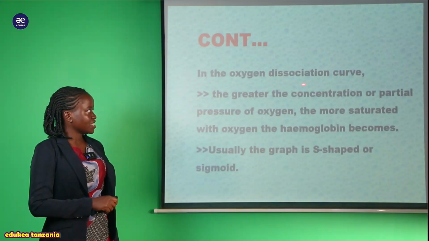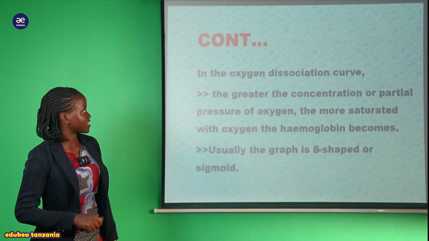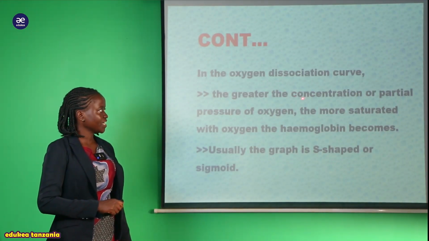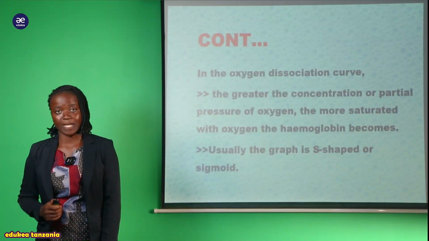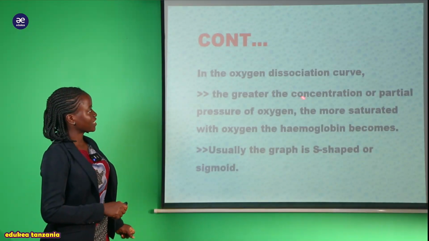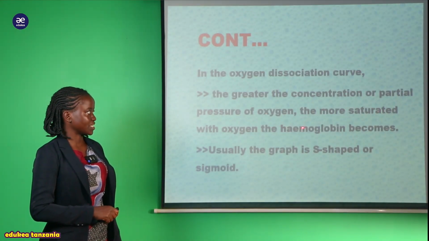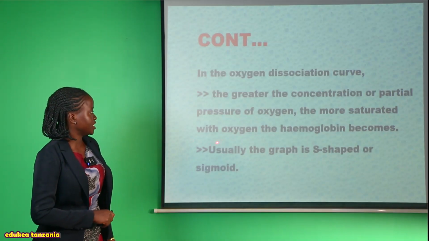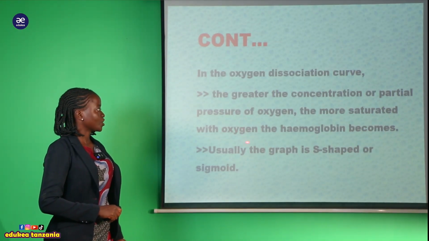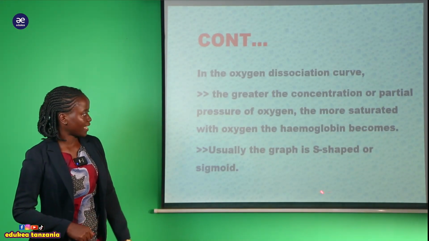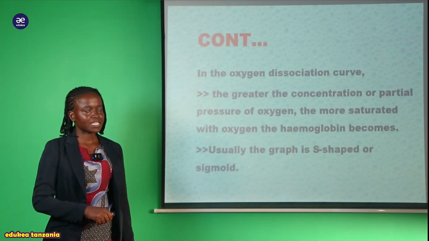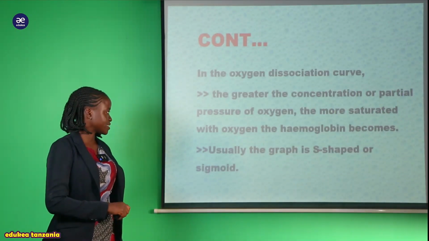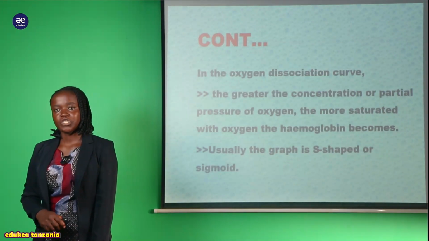And in the oxygen dissociation curve, we can also say that the greater the partial pressure of the oxygen, the more the saturation of the hemoglobin with oxygen becomes, but usually the graph is S-shaped, or we can say it is a sigmoid shape.